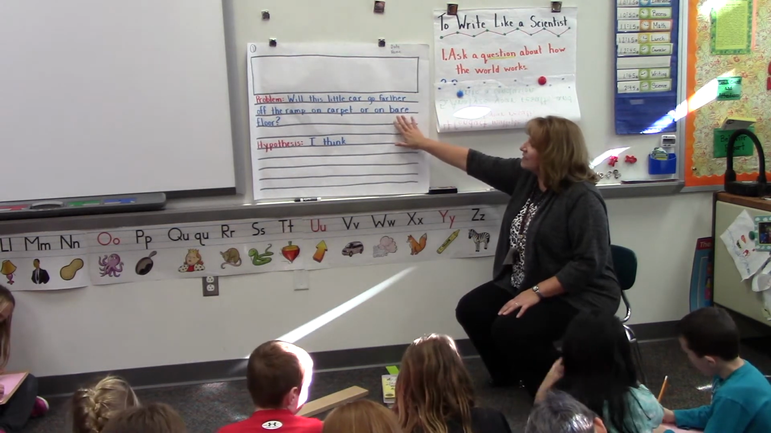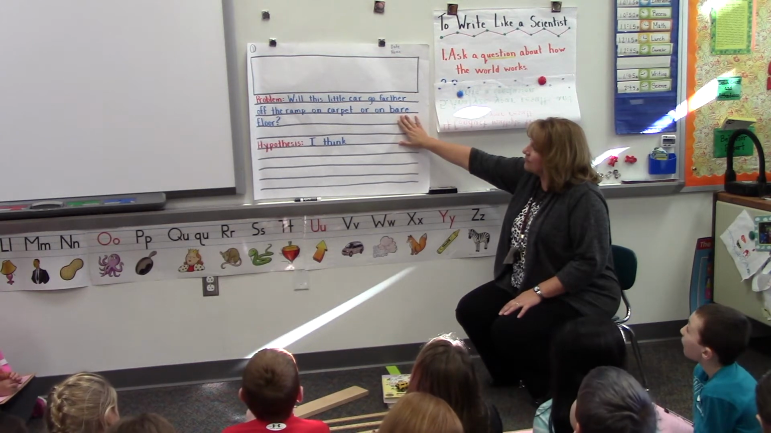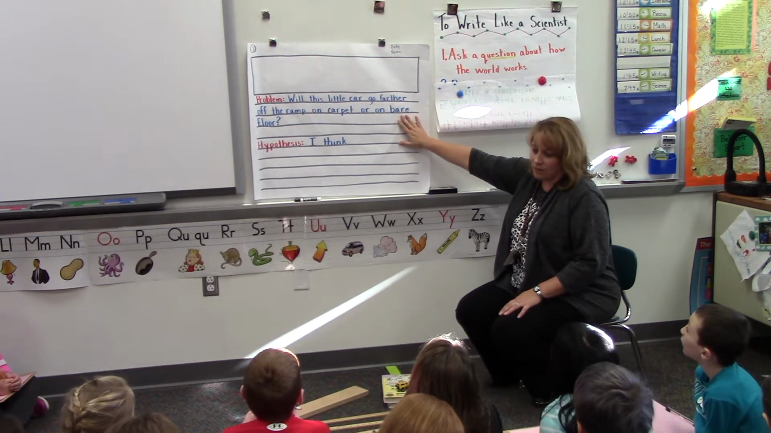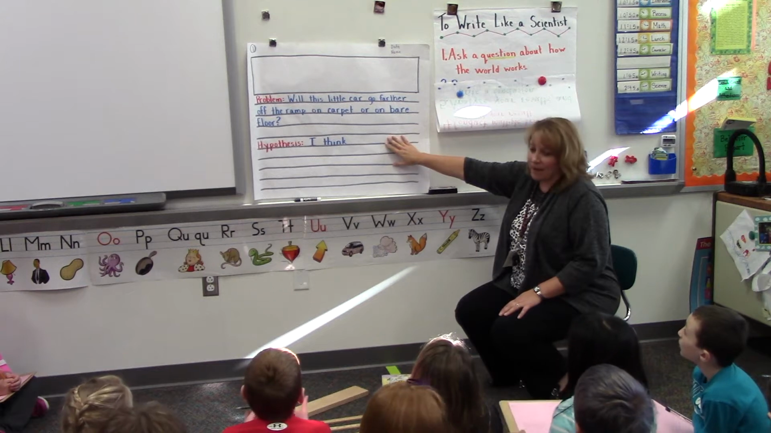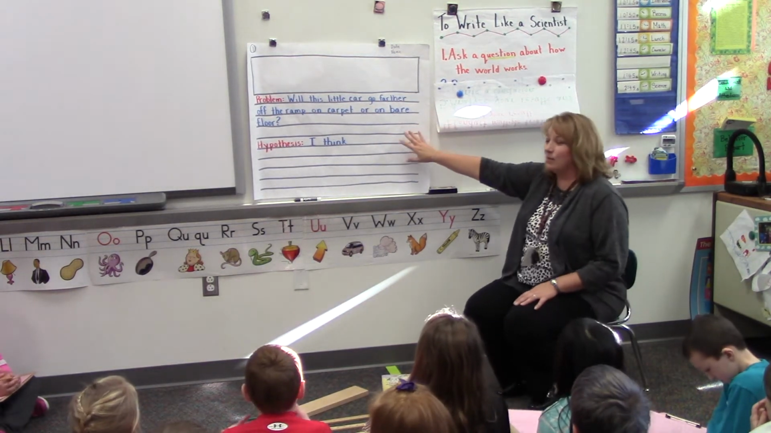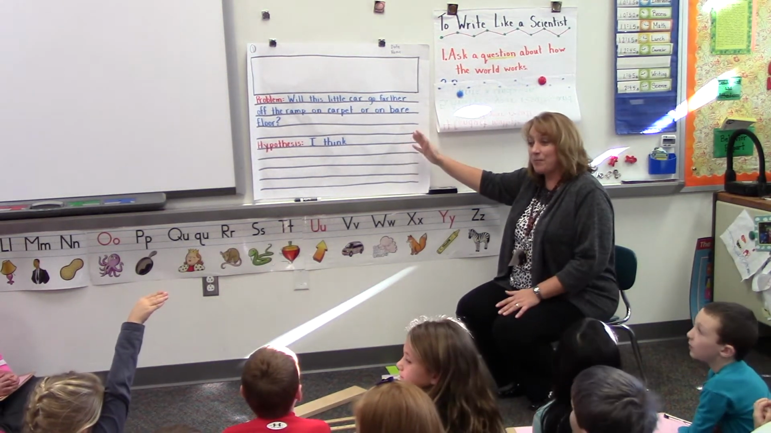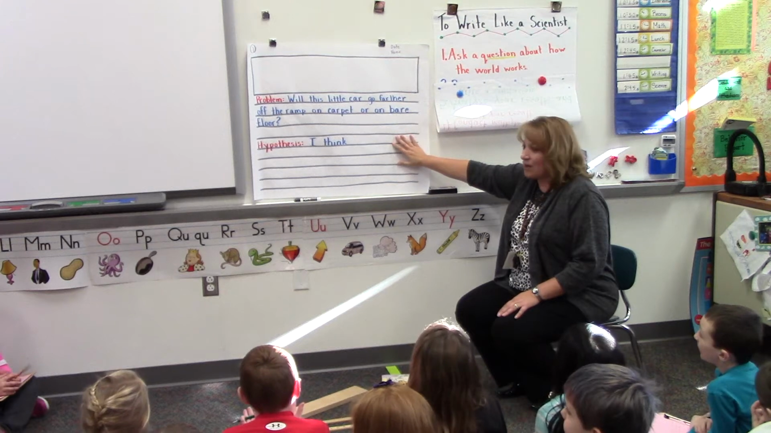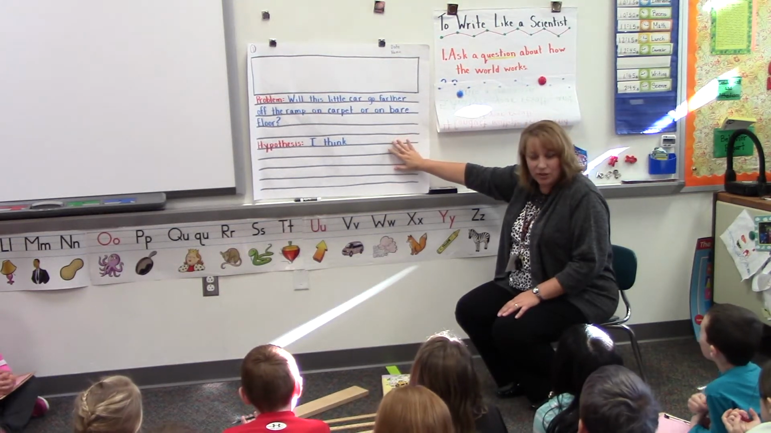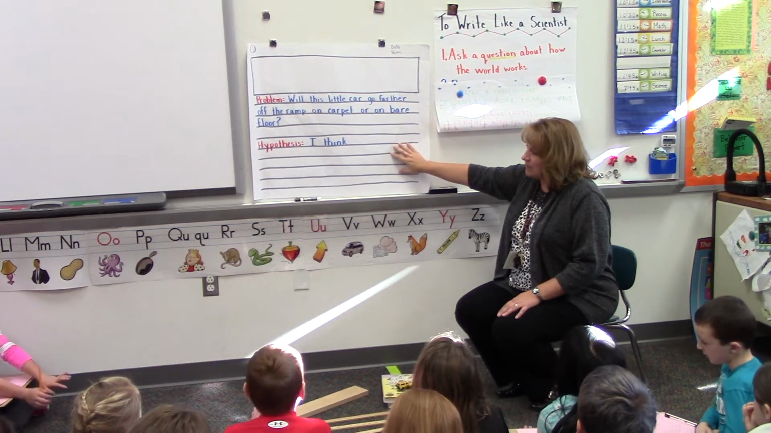Okay, the next part is, now that we know what our question is, will this little car go farther off the ramp on carpet or on the floor? We have to come up with our hypothesis. So, who can tell me in reading, what do we call it in reading? Cheyenne? Yeah, prediction. So in science we call it a hypothesis. You're predicting or you're guessing what is going to be the result of our experiment.